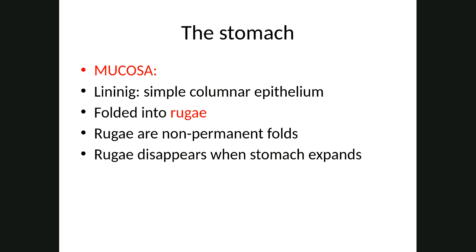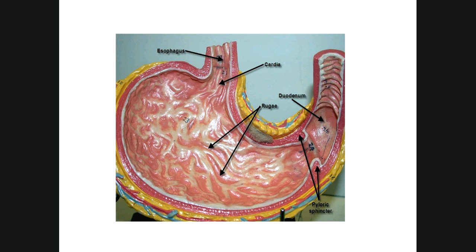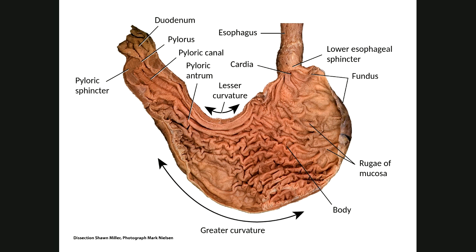All right, so the layer of the mucosa. The lining is simple columnar epithelium. It's folded into rugae, and they're non-permanent folds, so things move. And the more food you put in, the rugae will expand. So here are the rugae, right? So these are the folds. Again, the rugae, see? So the more you eat, the bigger your stomach gets, and the rugae disappear.